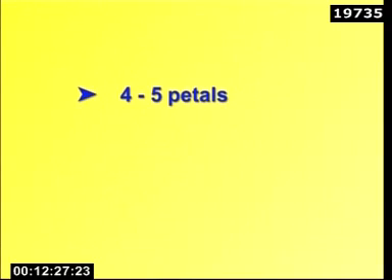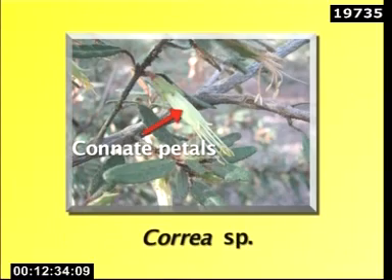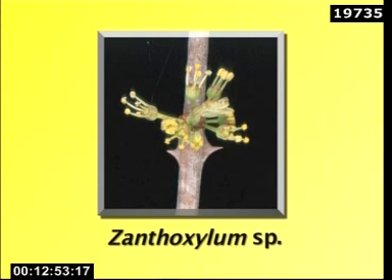The corolla comprises 4 to 5, sometimes only 3 petals, which are usually distinct and rarely connate, as we can see in Correa. The corolla shows imbricate or rarely valvate aestivation and is regular or unequal but not bilabiate. Rarely this corolla is wanting, as again we can see in some species of Xanthoxylum.